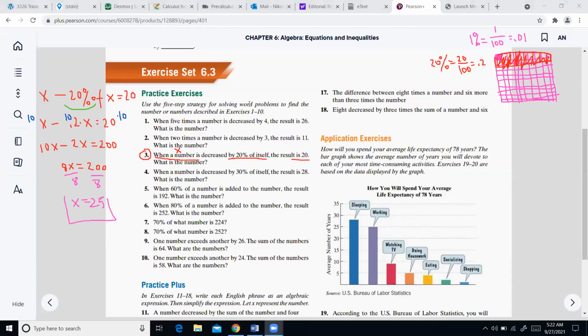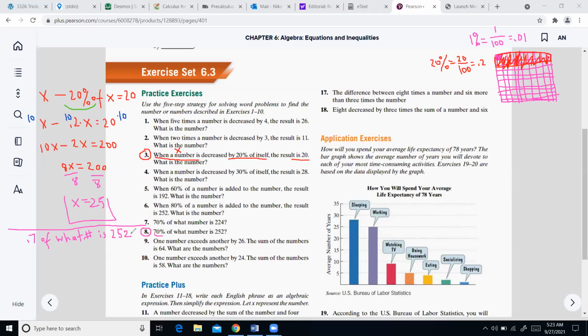Let me try another problem here. How about exercise number 8? Number 8 says 70%, so I put 0.7, right? 70% of what number? Let me write this down. Of what number is 252?